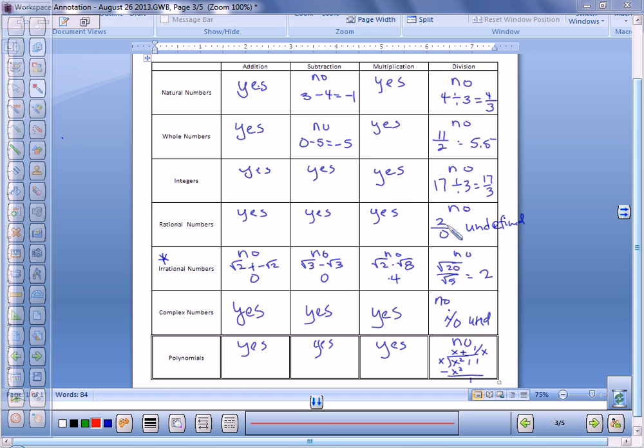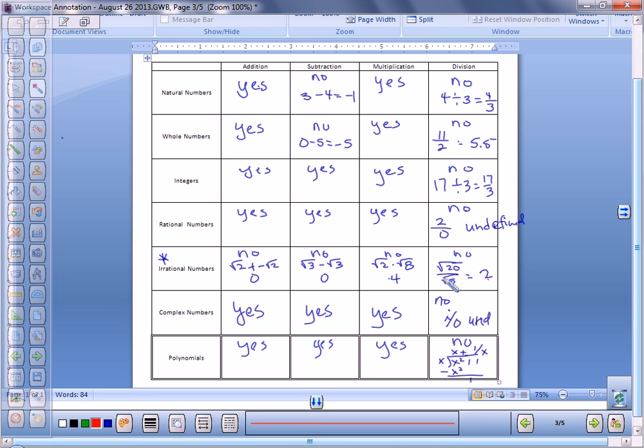Because 2 divided by 0 is undefined. So if my directions had said non-zero, then this would be yes, because that's our only situation where it gives us something that is not rational. But I didn't say non-zero, so we had to think about 0. All right, irrational, no, no, no, no, no.